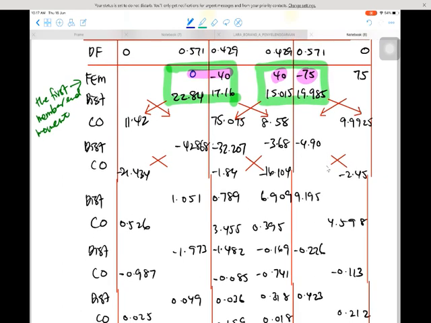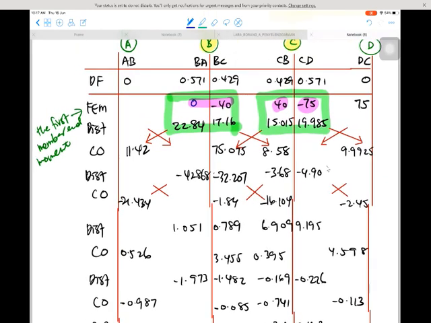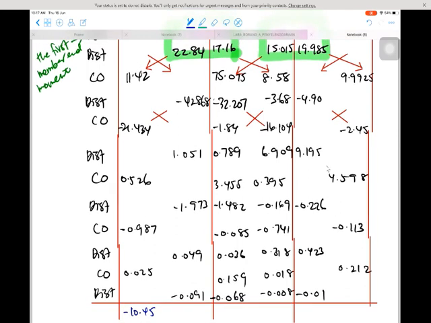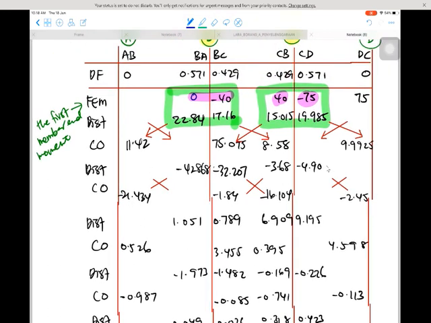For BA, it is 22.84 minus 42.868 plus 1.051 minus 1.973 plus 0.049 minus 0.091. It is negative 20.992.